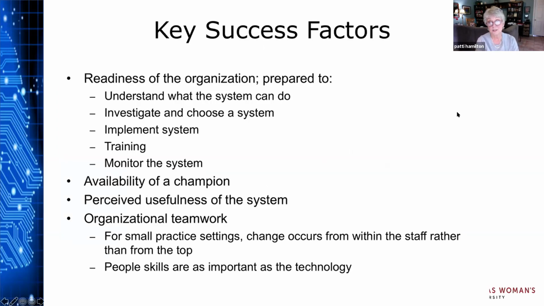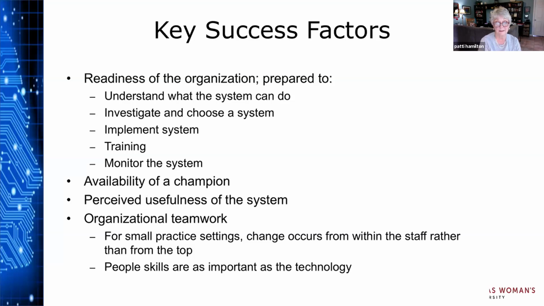So what's going to make you succeed in your efforts? The readiness of the organization, for sure. Are they prepared to understand what the system that they're about to put into place can do? Are they prepared to investigate and choose a system? In other words, remember we said you're going to have to look at acquisition of systems sometimes, sometimes not. Sometimes you may be asked to implement something because it is what your partners in the EU have decided is what you will use.